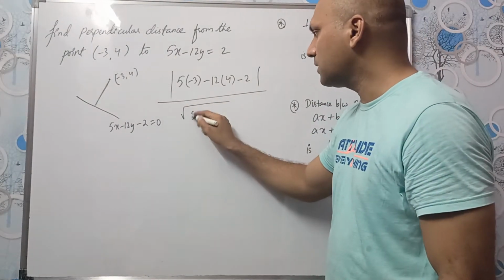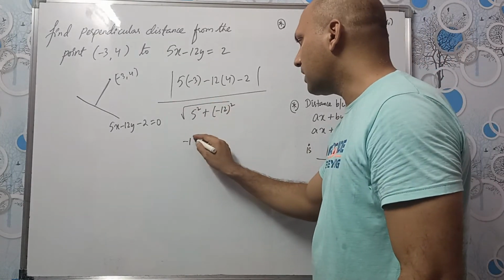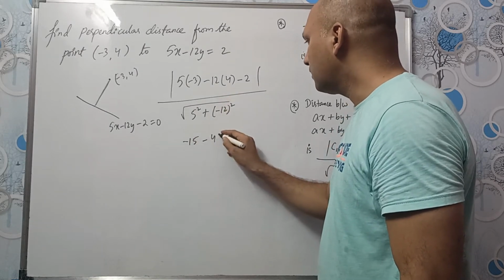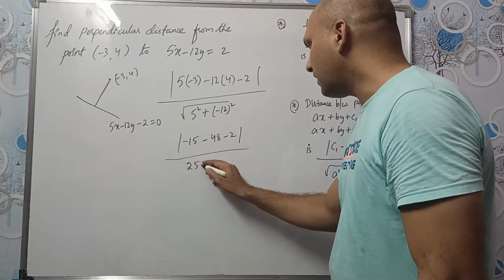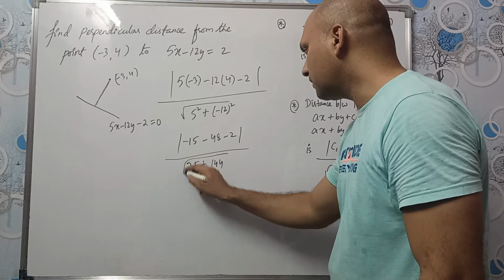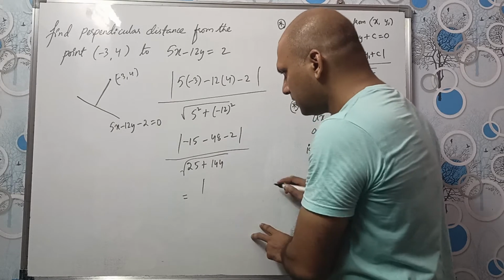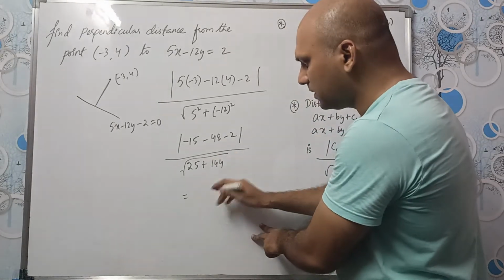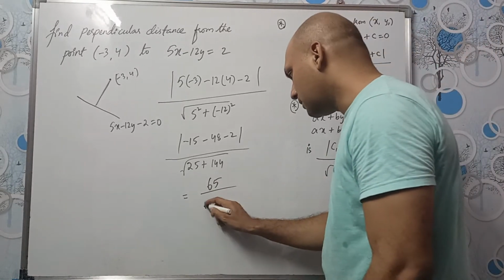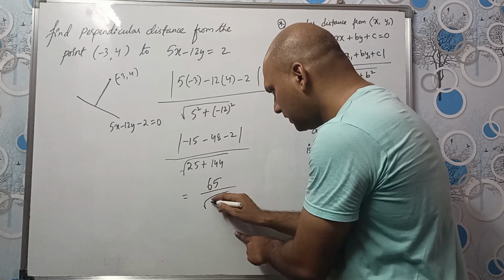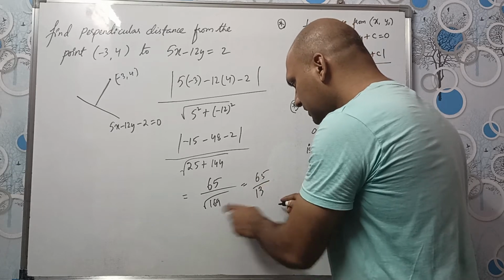a square is 5 square plus b square is minus 12 square, right? So this is minus 15 minus 48 minus 2 divided by 5 square is 25, 12 square is 144, right? Here 48 and 2 is 50, 50 and 15 is 65, so minus 65, but if you remove the mod it will be plus 65. We take distance as positive. And this is 25 and 144, 169. So 65 divided by root of 169, which is 13.